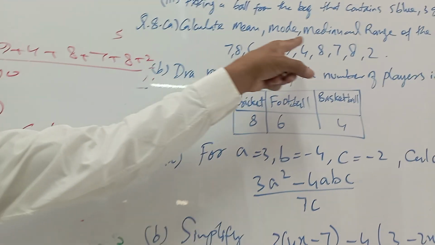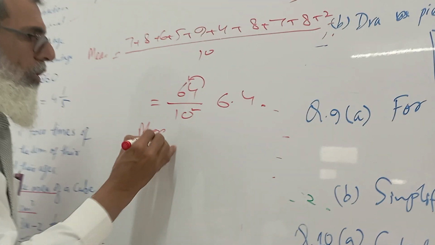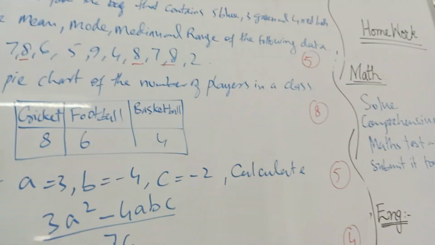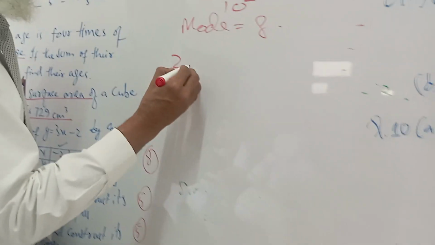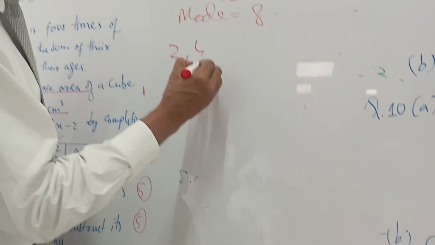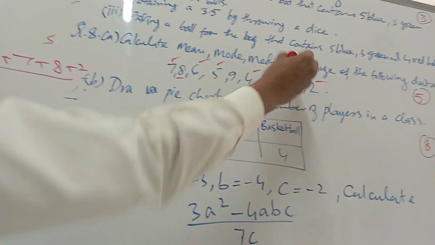Now come to the mode. Mode is the most repeated data. Which data is most repeated? You can see that 8 is repeating most of the time. So the mode is 8. About the median. Median is the middle number, but for the median we must arrange them in order. So first of all we are putting them in order. The smallest number is 2, then 4, then 5, then 6, then 7 two times, 7, 7, and then 8 three times, 8, 8 and 8, and then 9.